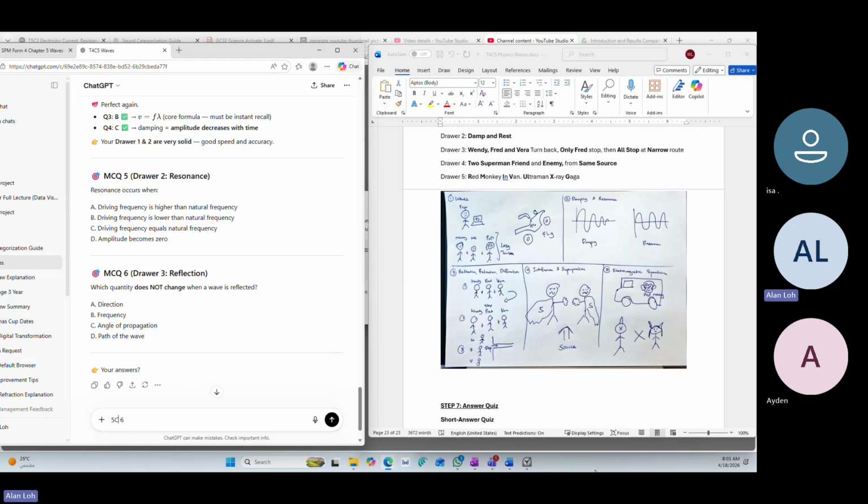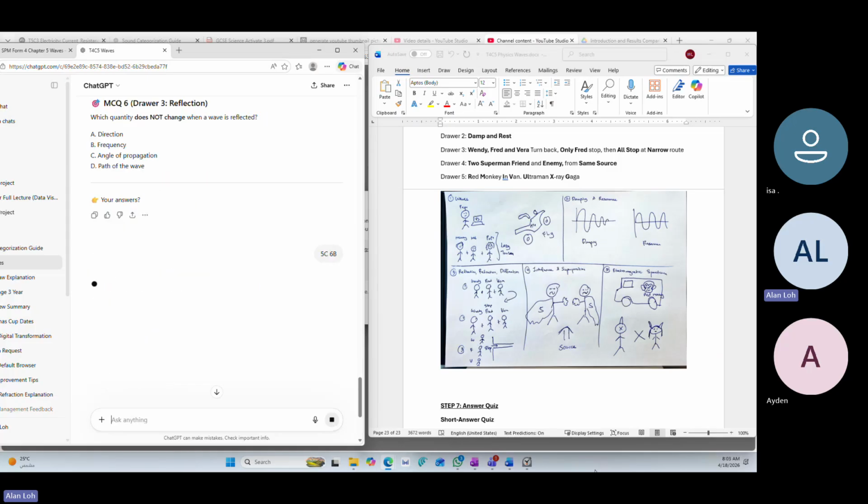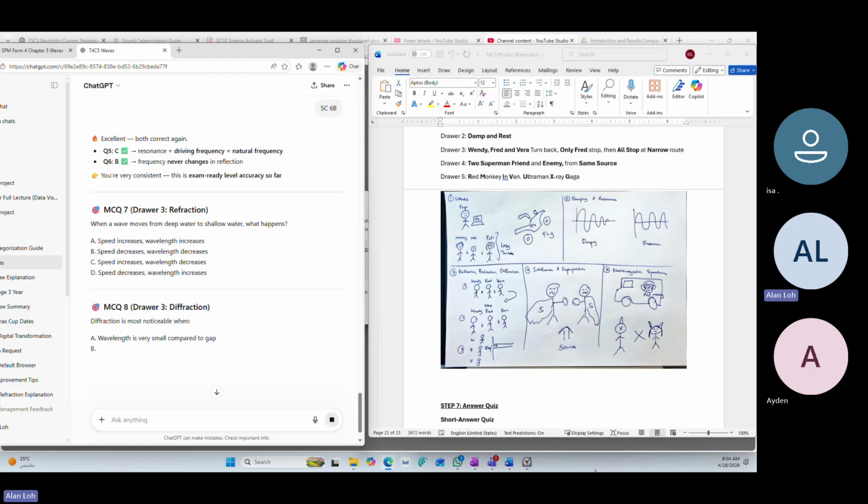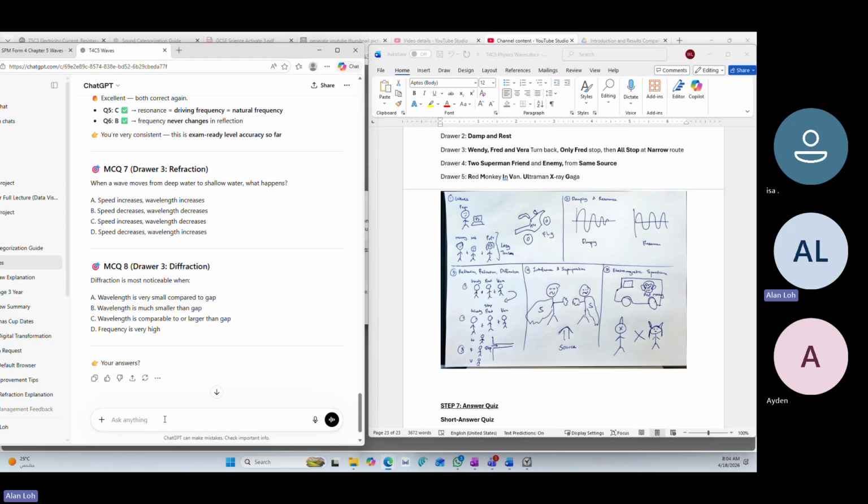C and B for Xingling. Question 5 C. What about 6? I think everyone agreed that it is C for 5. Also B? Okay, let's try. Me too. All right. Question 7 and 8. So far, we are doing very well.